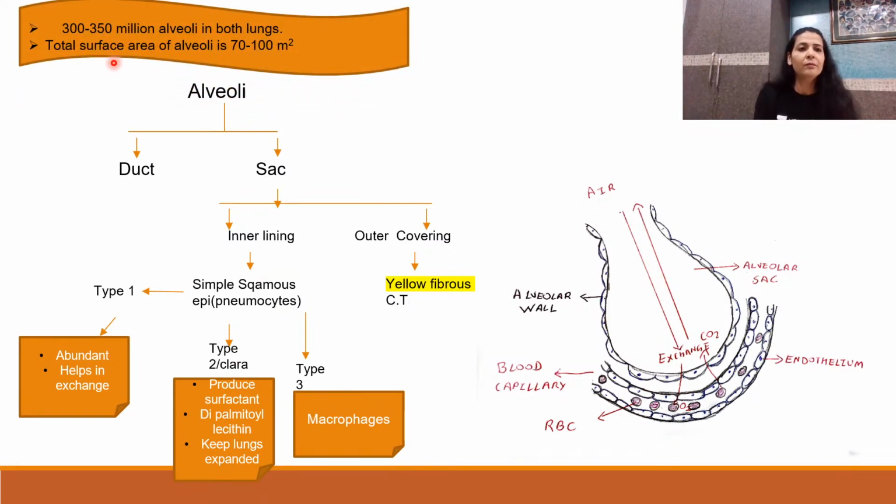All right. Now, there are about 300 to 350 million alveoli in both the lungs. And if you stretch all the alveoli together, they cover about 70 to 100 square meters of area. So you can imagine how meticulously they are folded inside the lungs, so that lungs can expand and contract, and you don't even feel that expansion in your body. So about 300 to 350 million alveoli including both the lungs. And if you look at the total surface area, if you put all the alveoli one after the other, they cover an area of about 70 to 100 square meters.